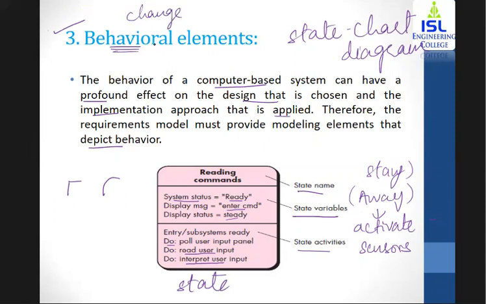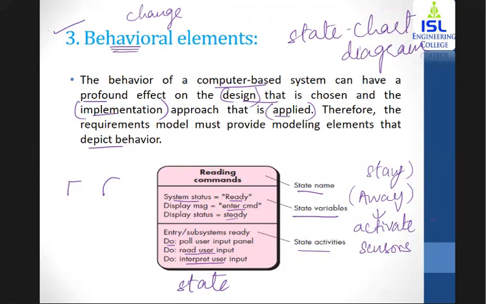Now, when you know how the system is going to change, that is going to affect your design. What type of design you're going to select when it is being changed, how you're going to implement that design, how you're going to apply it. All of the key features need to be implemented. That is why you're designing a state chart diagram, so that you get to know the behavior of the system.